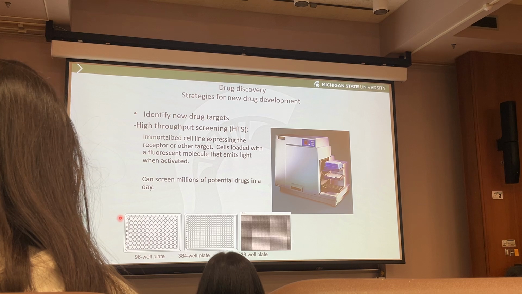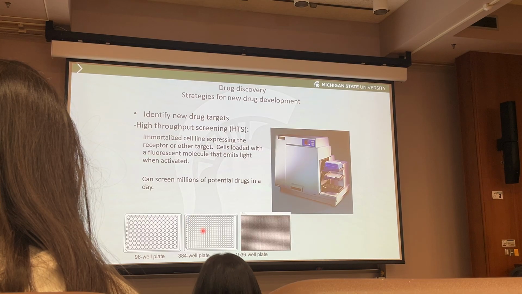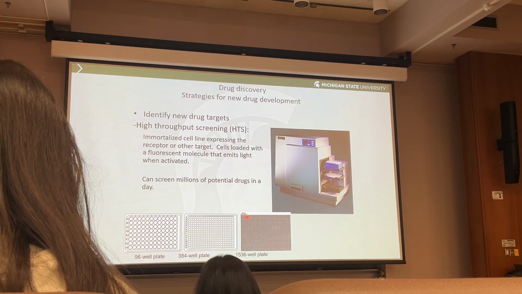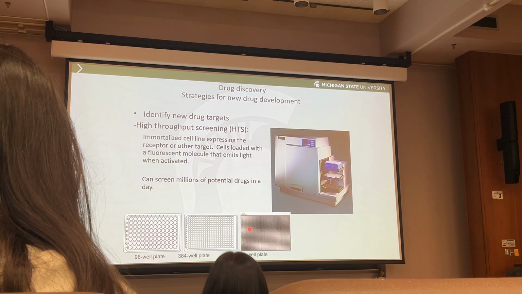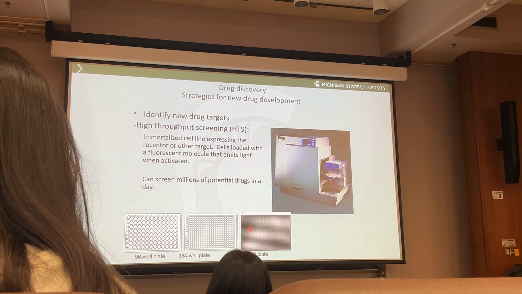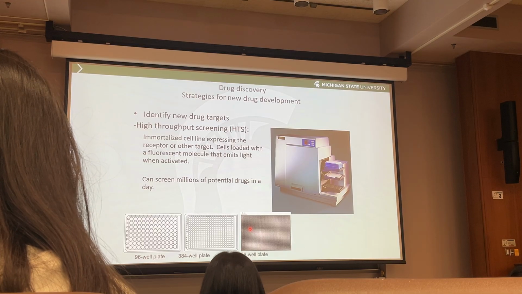As technology has developed, so has the technology of these plates, because then they went to 384 well plates. The most modern version is a 1536 well plate. As you can see, each of these small holes contains a well that you can actually grow cells in culture and then test them. So each one of those circles will correspond to a specific drug.